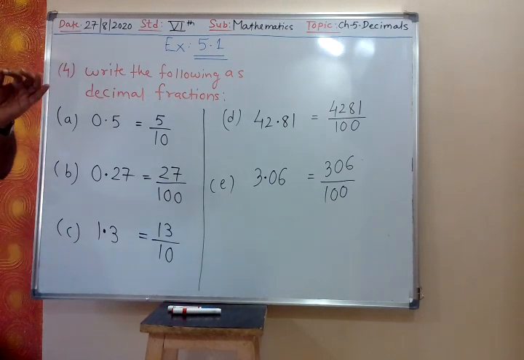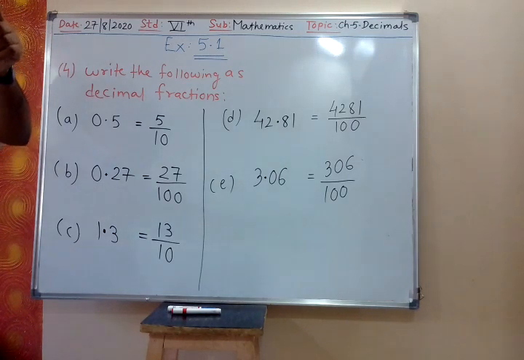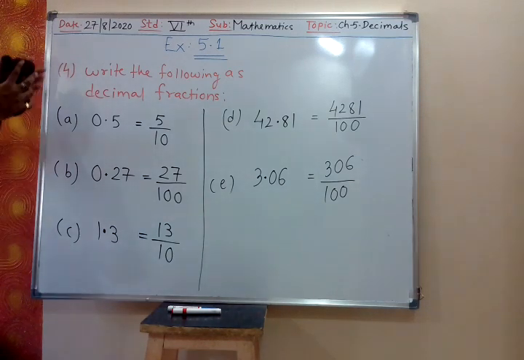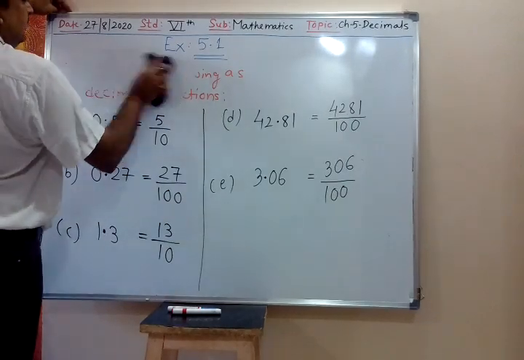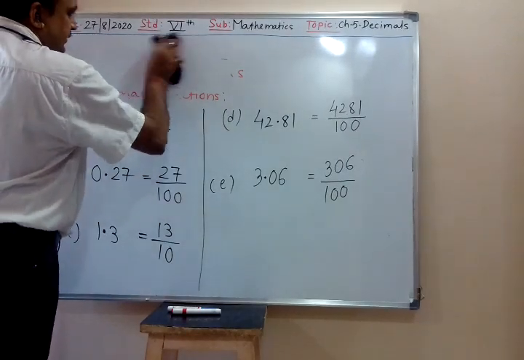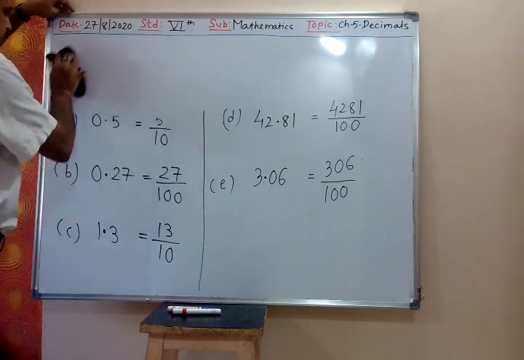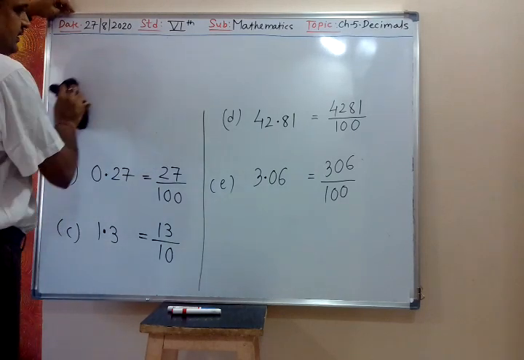That is what I am telling. After decimal, there are how many digits? If there is one digit, I will divide by 10. 2 digits, I will divide by 100. 3 digits, I will divide by 1000. So now, let us start next one.